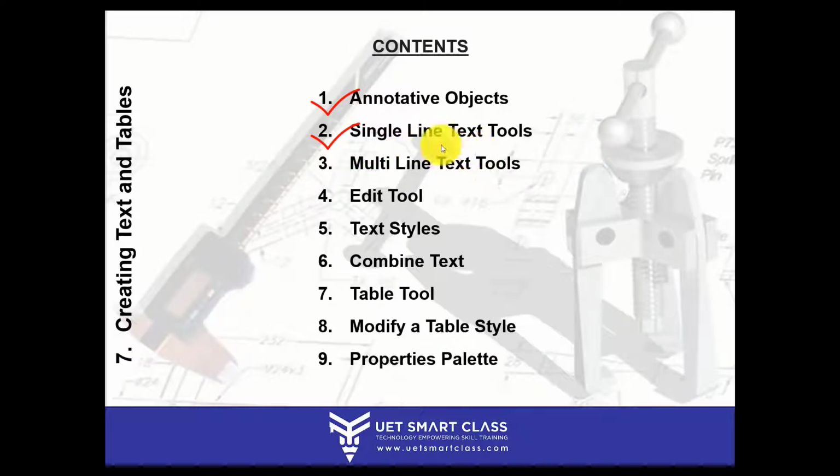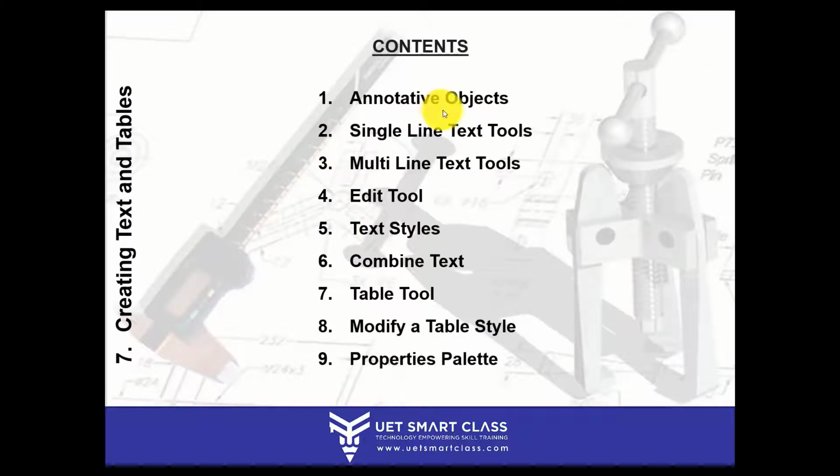So in this one we'll do a revision as well as the extra options which we had left last time when we were learning. We'll also learn about multi-line text, the edit tool and how to edit them, the text styles, how to combine text, and the table tool, which is also a part of annotative objects. So how to modify a table style, and not exactly the properties palette, but some of these tools are edited through the properties palette. So we will be learning that through this palette.